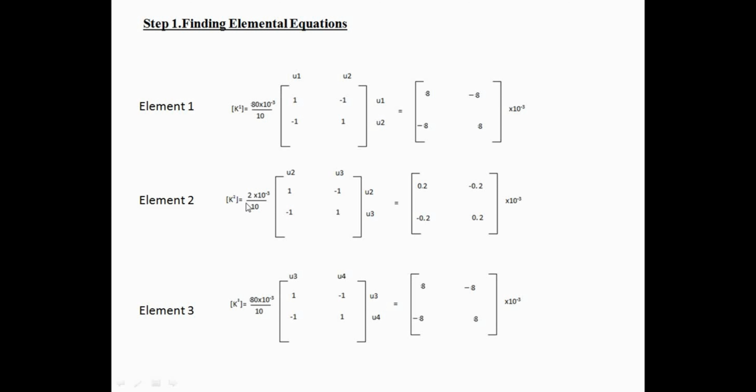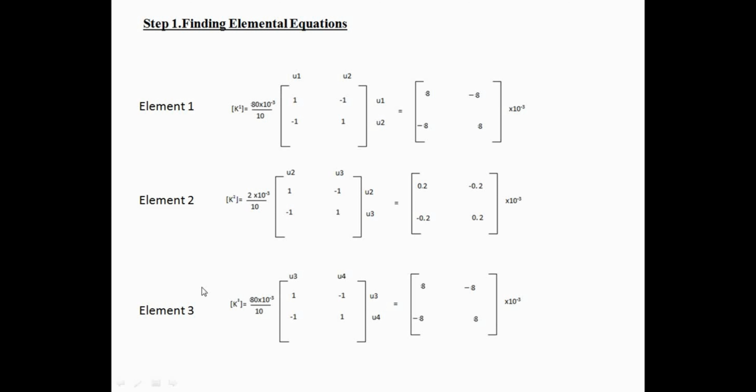Similarly for the second element, K upon L will be 2 into 10 to the minus 3 into 1 divided by 10, matrix [1, -1; -1, 1]. For the second element, the thermal conductivity matrix has nodes 2 3, so column number will be 2 3 and row number 2 3. It is equal to [0.2, -0.2; -0.2, 0.2] into 10 to the minus 3 outside the matrix.